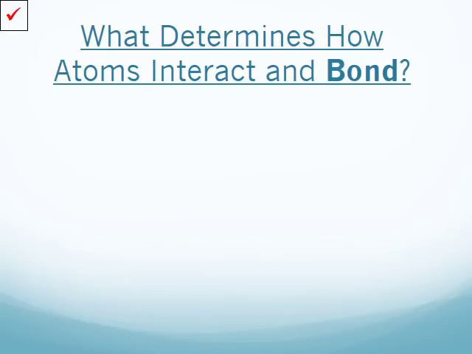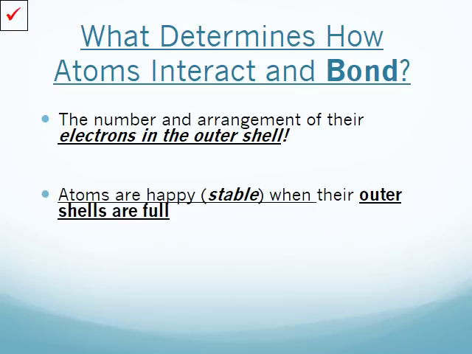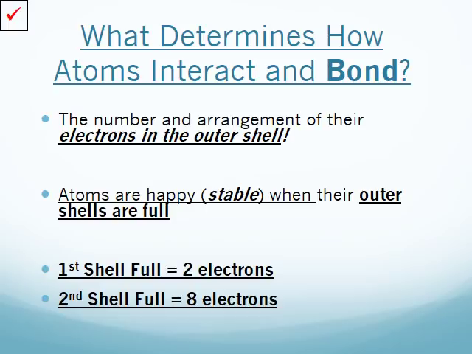So what determines how atoms interact and bond with one another? What does this is the number and the arrangement of the electrons in their outermost shell. So atoms all have electrons that rotate in these kind of like shells or layers. Atoms are happy and stable when their outer layer is full. The first layer can go ahead and hold 2 electrons. The second can hold 8.